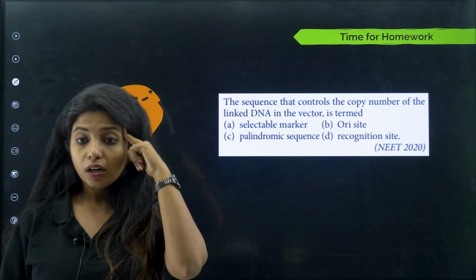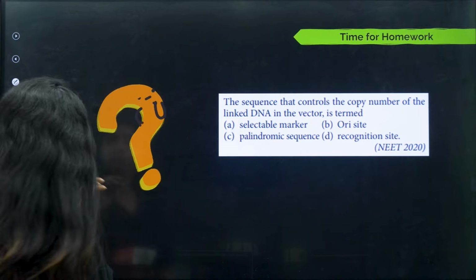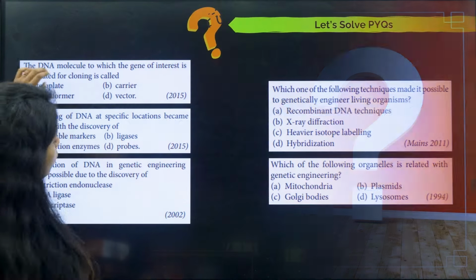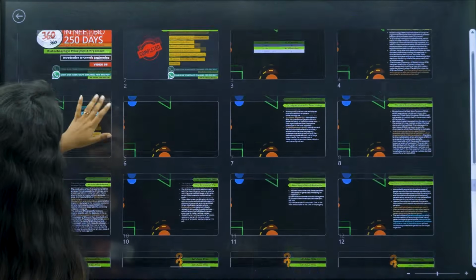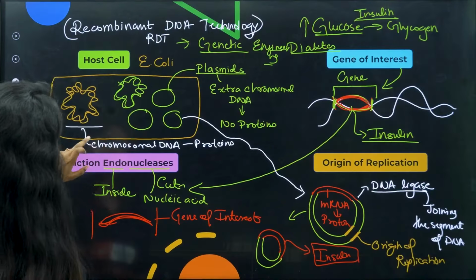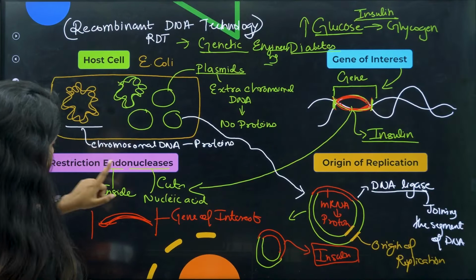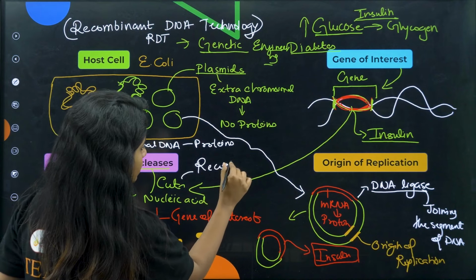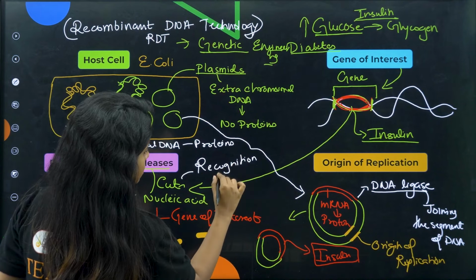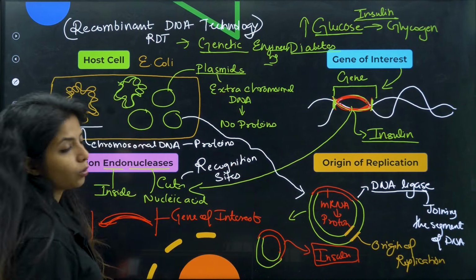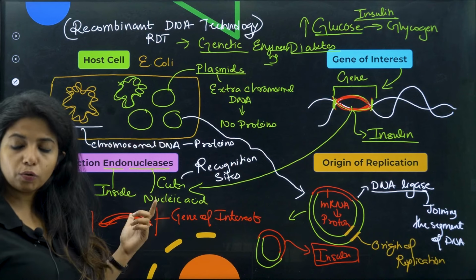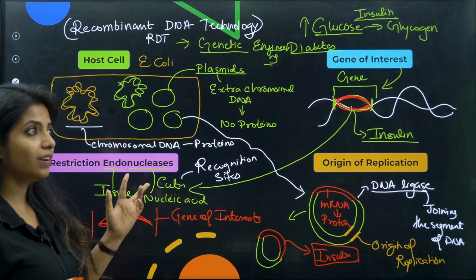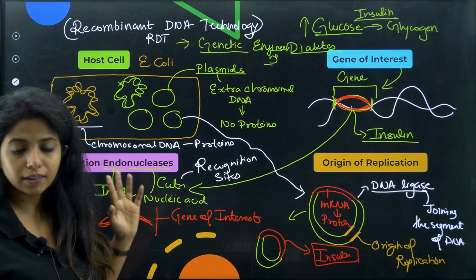And one more thing. What do you mean by recognition site? So this is the homework, okay? Please do it. And I want to explain something. These restriction endonucleases only cut at recognition sites. The sites where they cut are known as recognition sites, and it's very unique for each enzyme. So you do not have just one restriction endonuclease, you have multiple of them and they have different recognition sites where they cut the DNA.